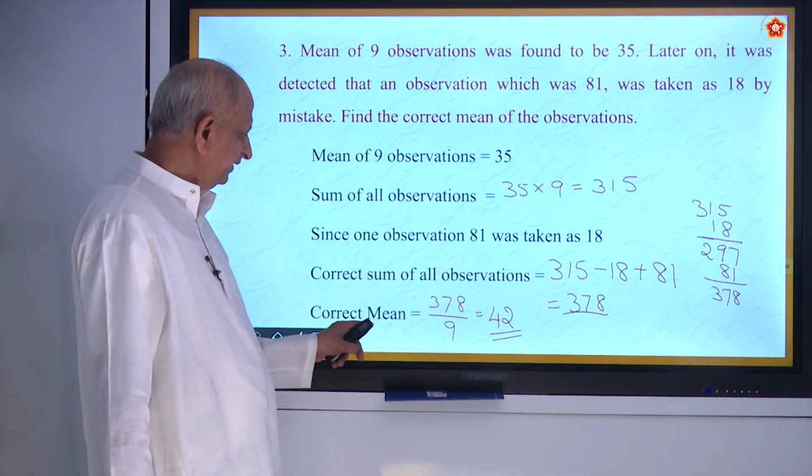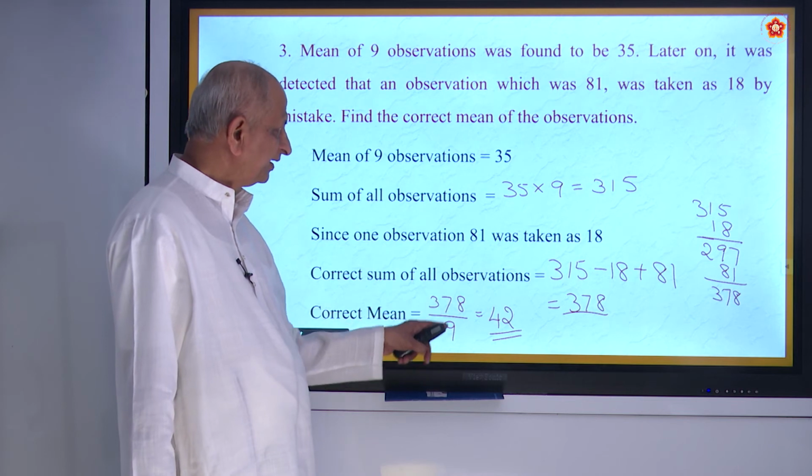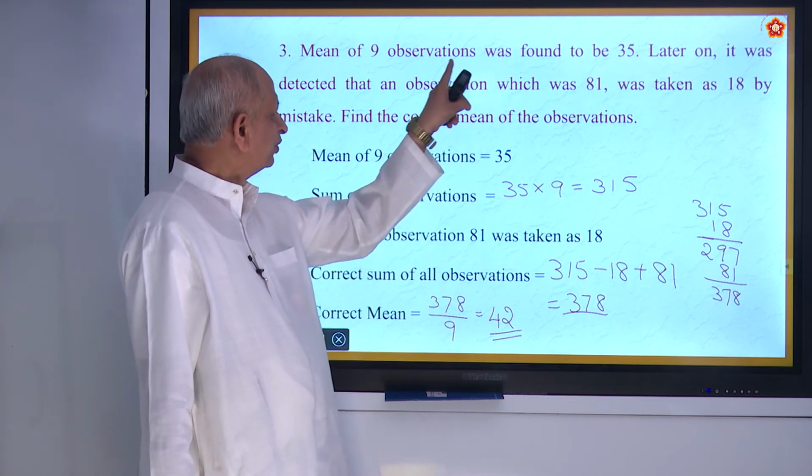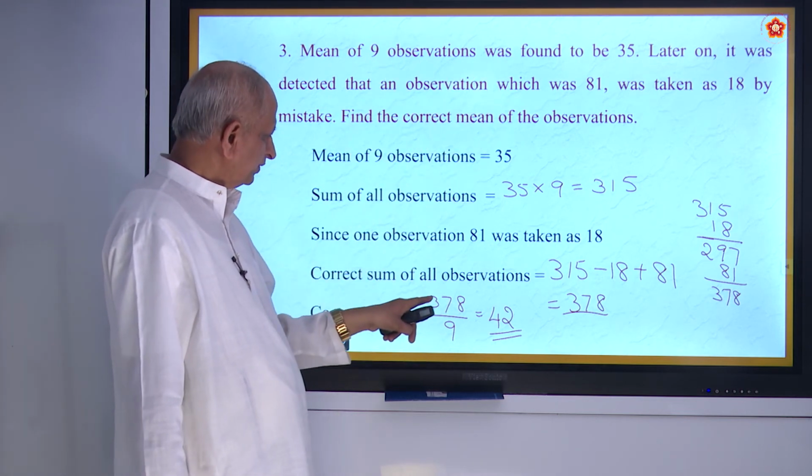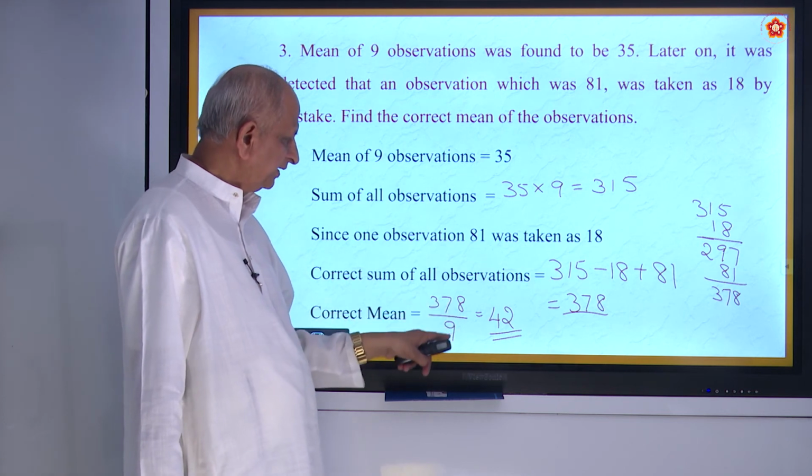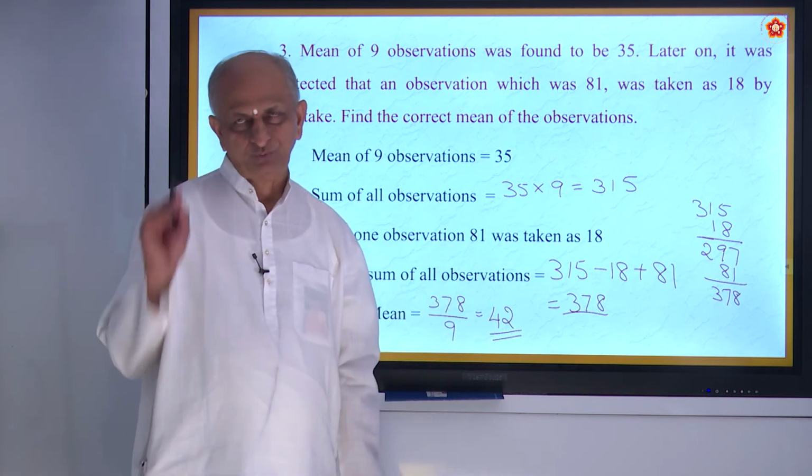And what is the correct mean? 378 by the number of scores, which is 9 observations. So 378 by 9 gives 42.